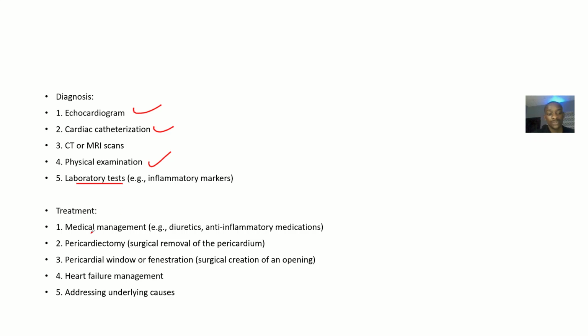Then treatments. You might want to do things like medical management, like give them diuretics so that they can urinate more, so that the fluid will be excreted more. Or anti-inflammatory medications can also be used. Pericardiectomy, that's where you are doing surgical removal of the pericardium, right? Then pericardial window or fenestration can also be an option. Then heart failure management, because heart failure can actually result from constrictive pericarditis. Then you address the underlying causes, the thing that is causing this, right?